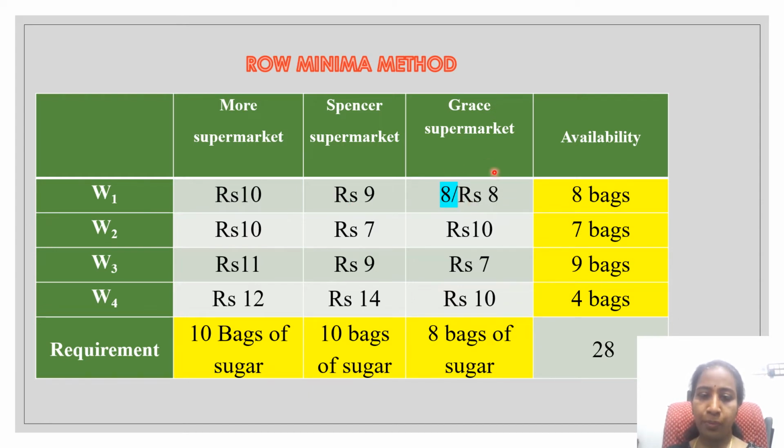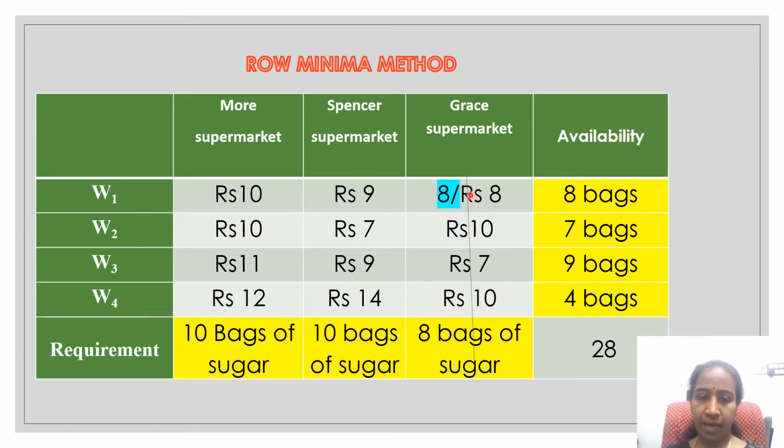And here I am going to make my first allocation. So keep in mind the availability and the requirement for the store. There are 8 bags available, and the requirement of the store is also 8 bags. So I can buy 8 bags in this place. So I buy 8 bags here.